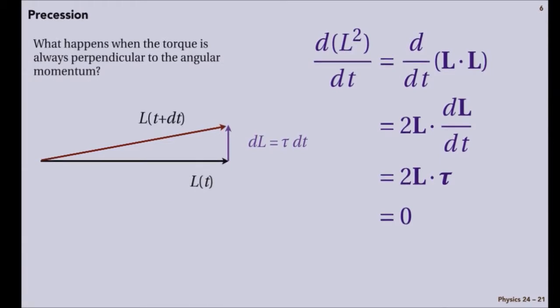But that is the external torque. So the time rate of change of the angular momentum is the torque. So 2L dot tau, why is that 0? Yeah, exactly, because the torque is perpendicular to the spin angular momentum.